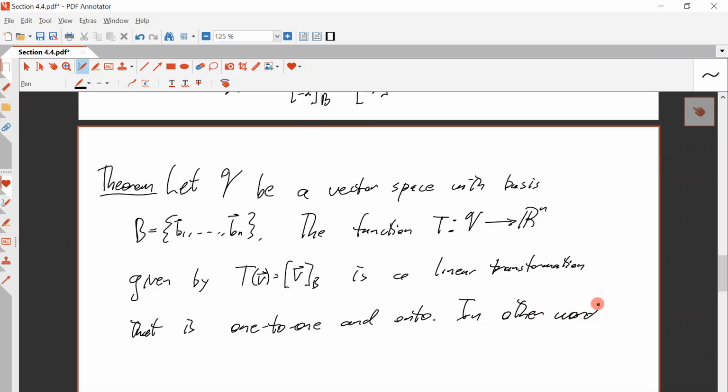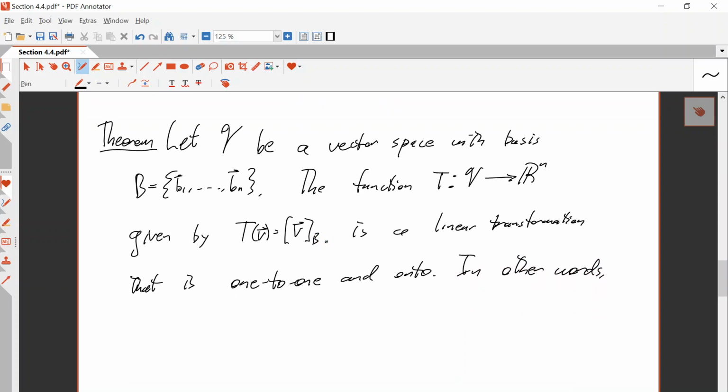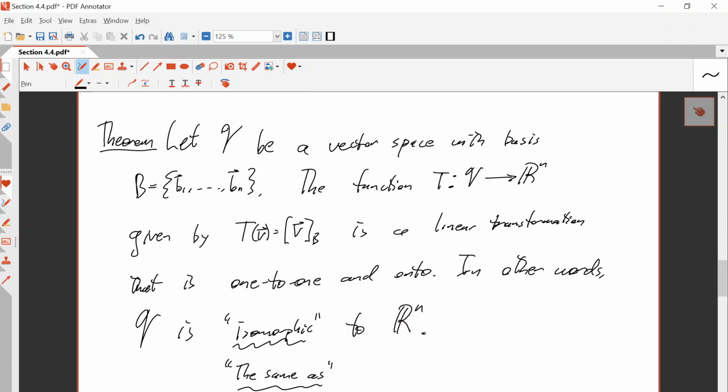so I'm going to use a word you really haven't heard yet, V is isomorphic. Isomorphic sort of meaning the same as. It's the same as in a very specific technical sense. V is isomorphic to Rn. In other words, that's a disguise for V masquerading as Rn. That's a disguise for Rn masquerading as V. Okay, so that's really what is meant by this.